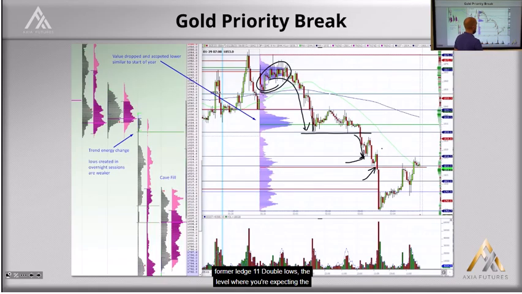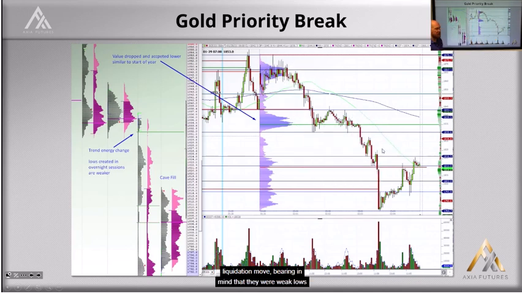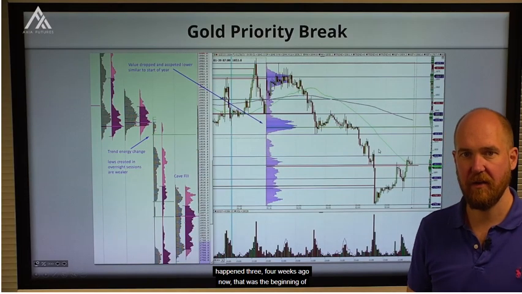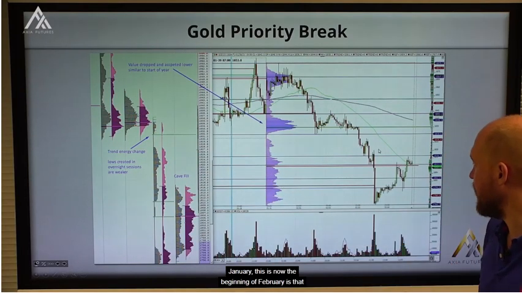00 is the level where you're expecting the liquidation move, bearing in mind that they were weak lows that were formed because of the time of day that they were done. And that's the kind of thing that gets missed or forgotten about if you've not continued to build this story up, because they happened 3-4 weeks ago now. That was the beginning of January. This is now the beginning of February.